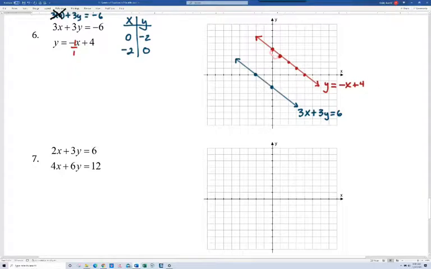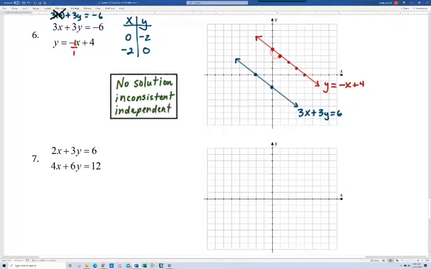Basically there's no point of intersection, and so there is no solution to this system, and so we would say no solution. Because there isn't a solution, we would say it's an inconsistent system. Now notice these aren't the same lines, so we're still independent.